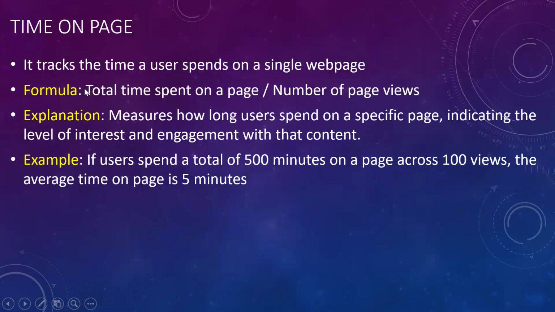Then time on page. It tracks the time a user spends on a single web page. This is the formula. It measures how long users spend on a specific page, indicating the level of interest and engagement with that content. If users spend a total of 500 minutes on a page across 100 views, the average time on page is 5 minutes.